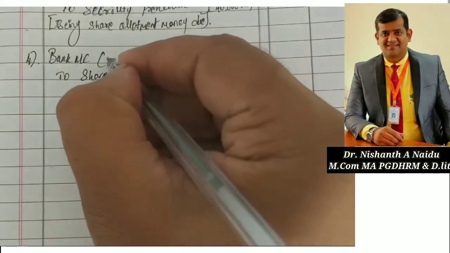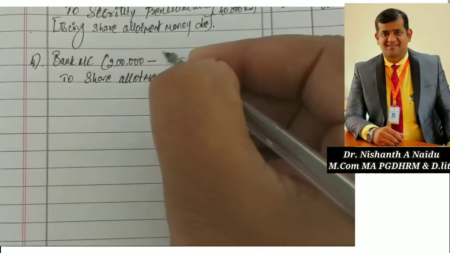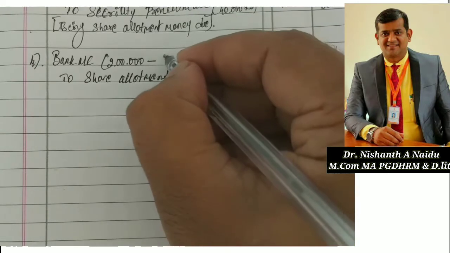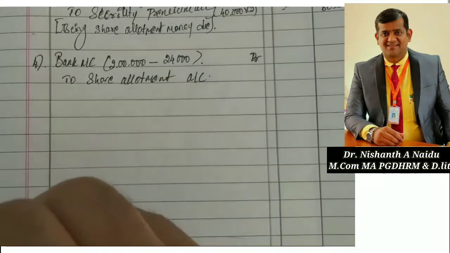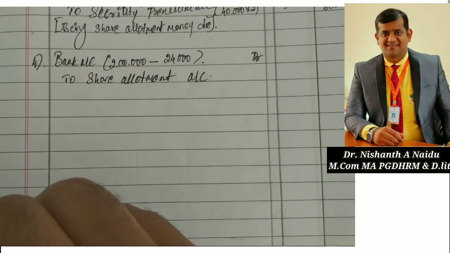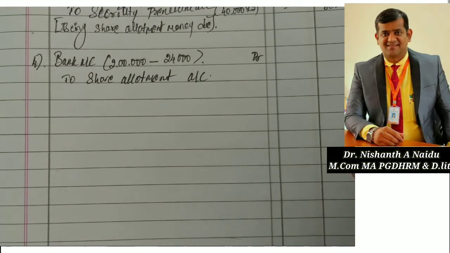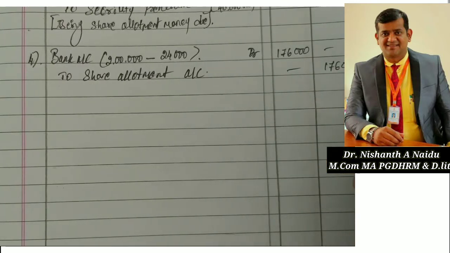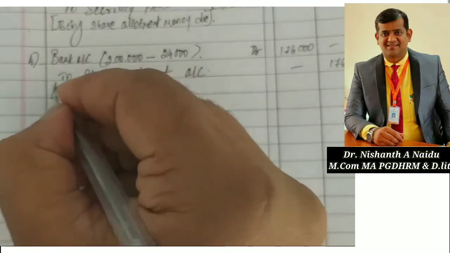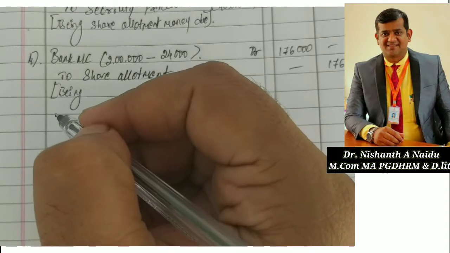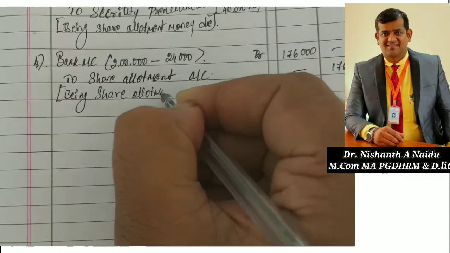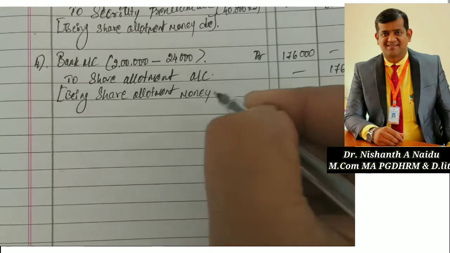So actually how much we are supposed to receive including premium? 2 lakh rupees less how much we have already received through the application money, that is adjusted to allotment. How much? 24,000, correct? So 2 lakh minus 24,000 comes to 1,76,000. So write down 1,76,000. Okay. So now write the narration: being share allotment money received.